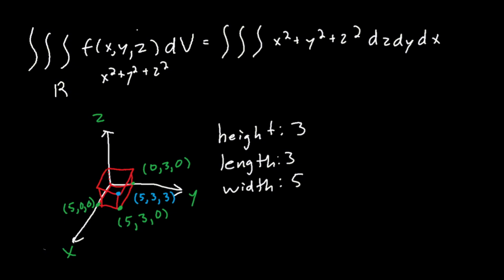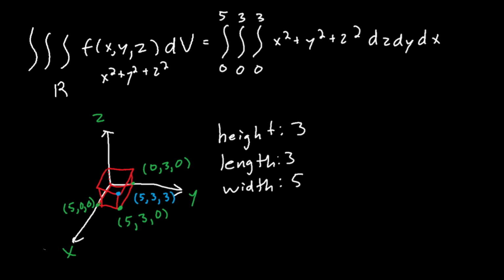But for this example, we can integrate with respect to z, with respect to y, and with respect to x in that order. So what are our z bounds? Well, the z bounds for this is just the height, from 0 to 3. So we just write 0 to 3. How about our length? Our y values are from 0 to 3, because y's greatest value for this rectangular prism is 3. And our x bounds are from 0 to 5. There you go. It's that easy.